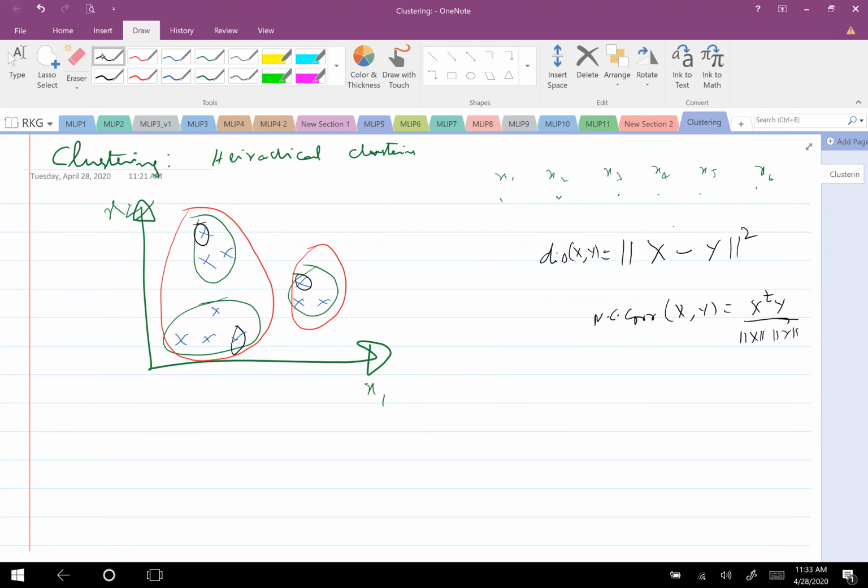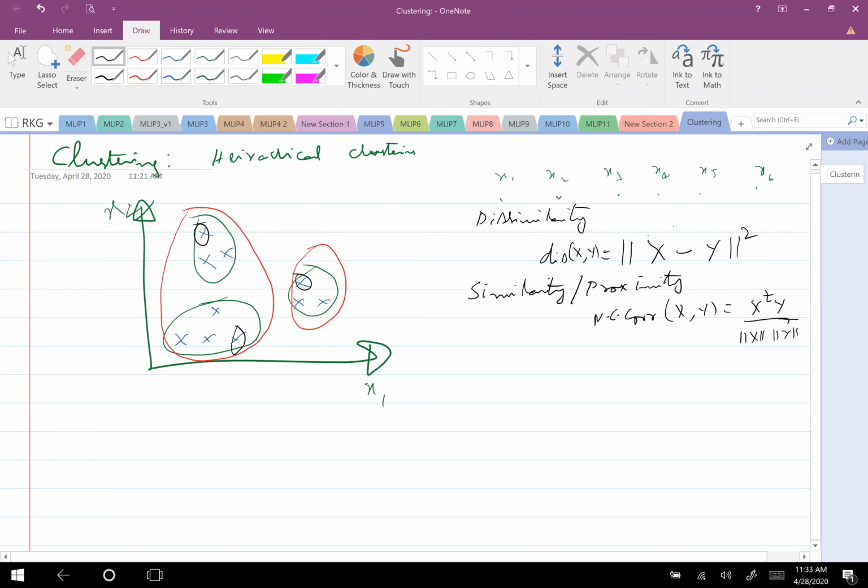So for finding similarity, the closeness, we have two ways of finding. One is through dissimilarity, and otherwise through similarity or proximity. So these are referred to as proximity measures, and this is a dissimilarity measure.